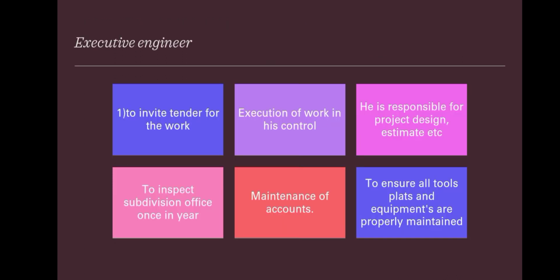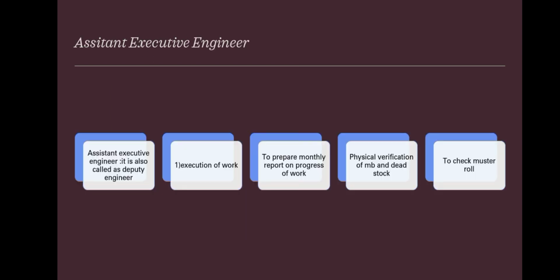Now let us see the executive engineer, who is mainly appointed at district level. The executive engineer generally invites tenders for the district works, and execution of work is directly under his control. The executive engineer is directly responsible for project design, estimate, etc. His work is to inspect the subdivisional office once a year. He has to ensure that accounts are properly maintained, and also that tools, plants, and equipment are maintained.